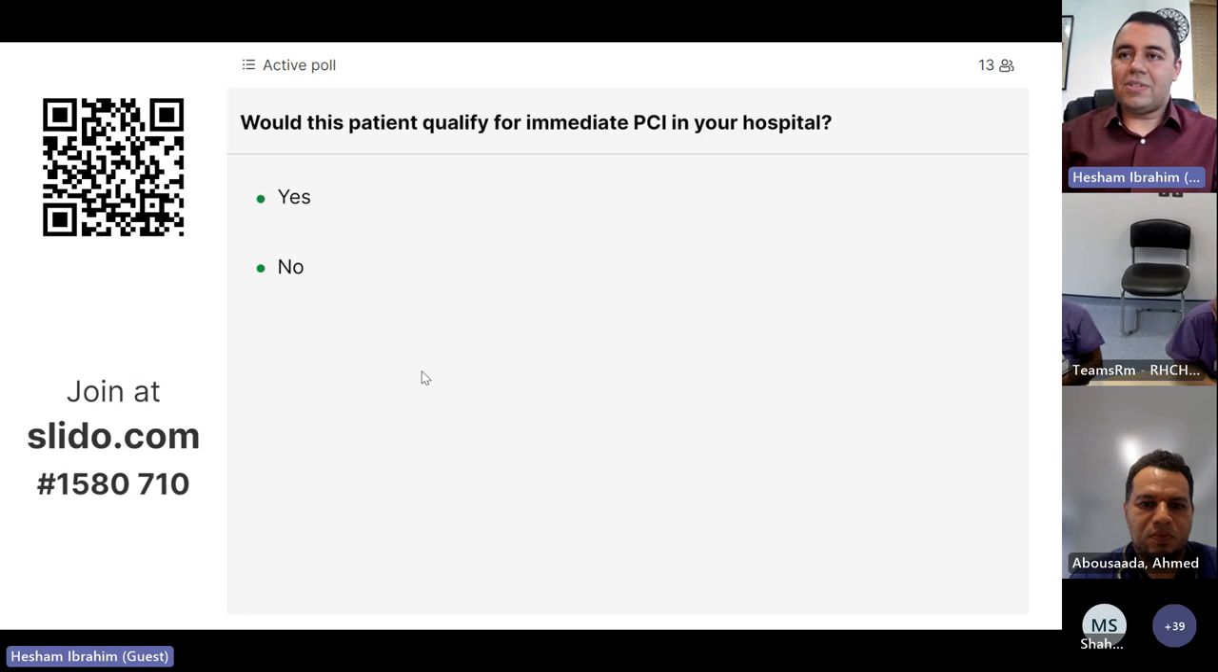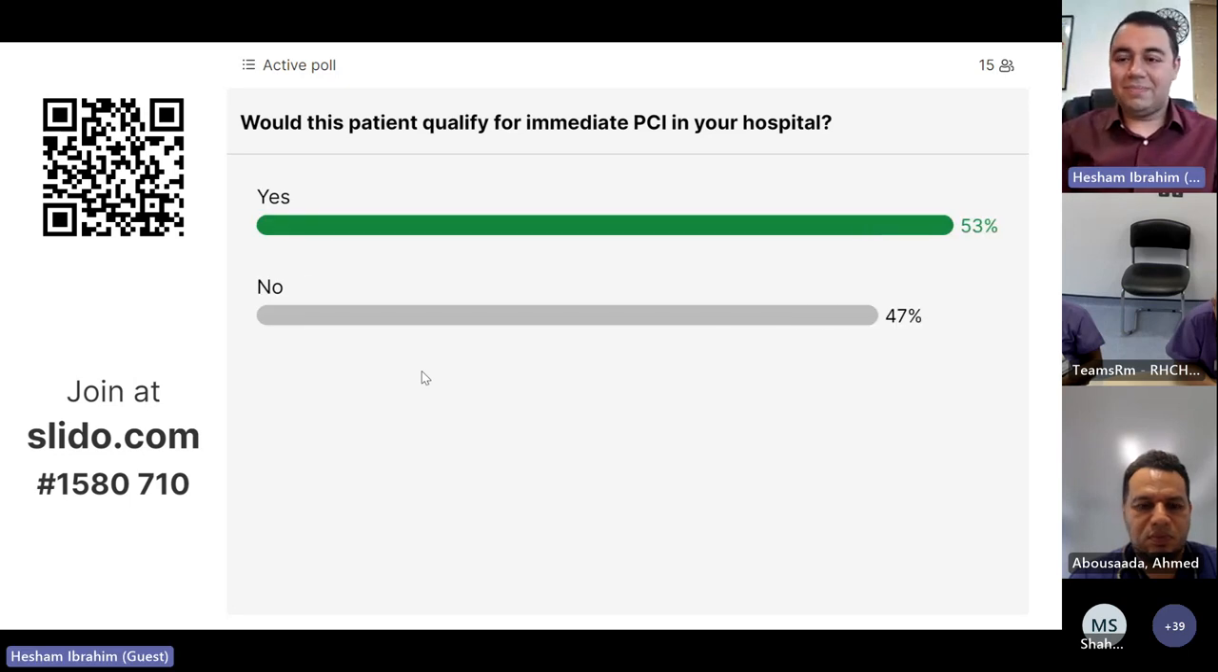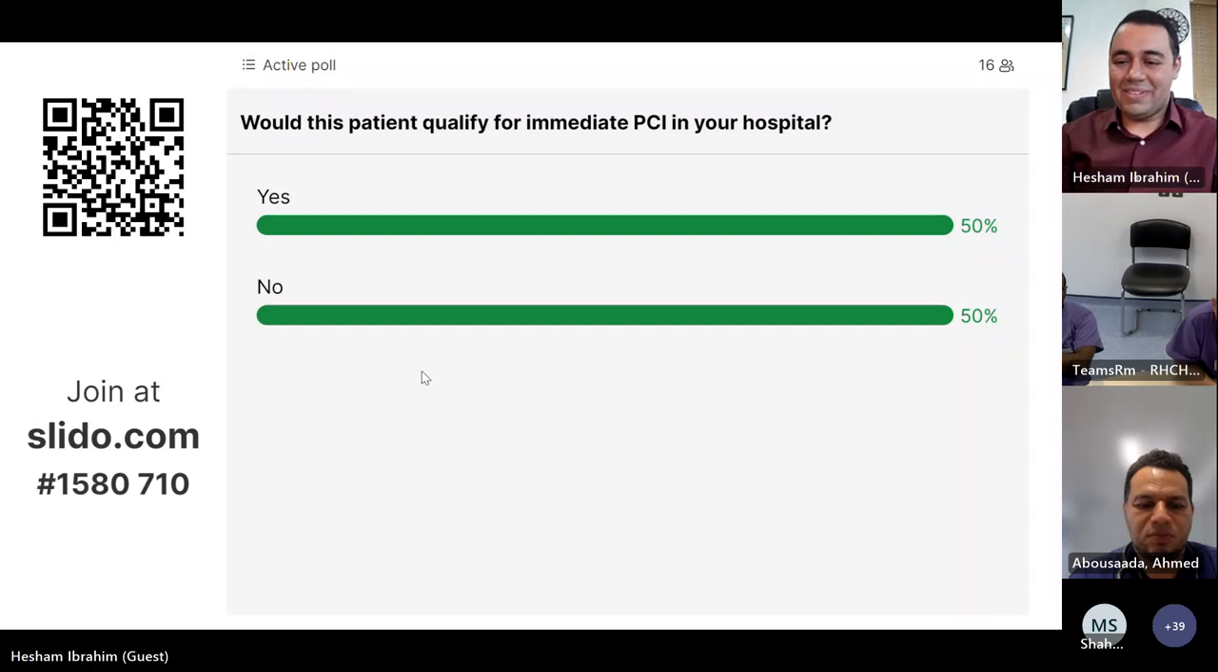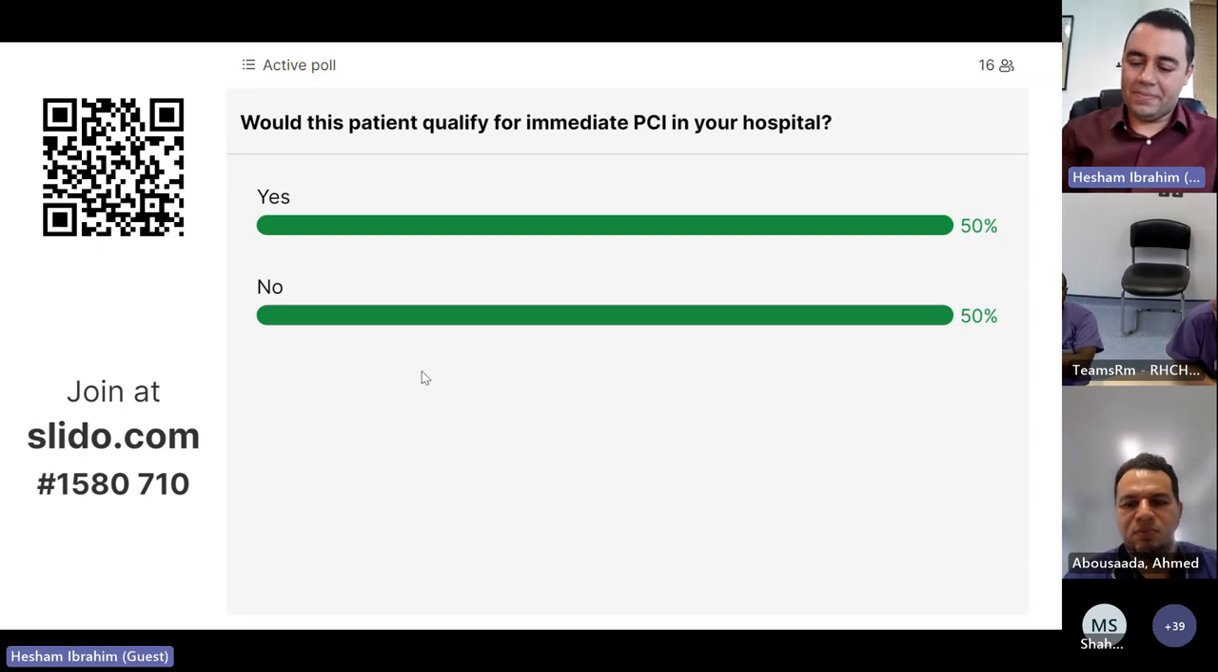So we've got 13 responses. Any more? Good. Okay. Let's see. Okay, interesting. We've got almost a 50-50 split. So half of you believe that this patient qualifies for immediate PCI. Yes, there is always one at the end. Now it's a nice balance. Definite 50-50 split. Half of you for immediate PCI, half of you are not for immediate PCI.